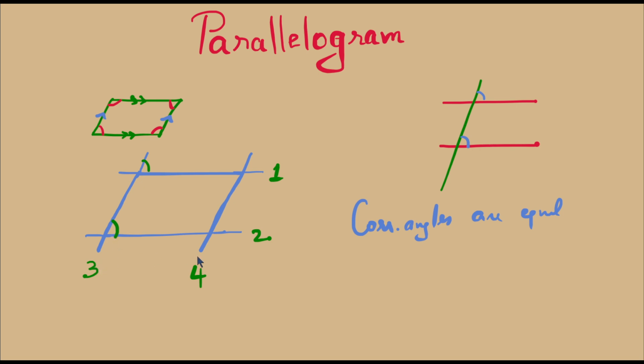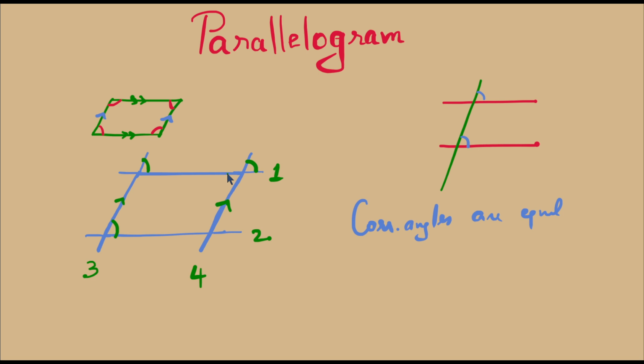Now look at 3 and 4. They are also parallel. This being a parallelogram, lines 3 and 4 also are parallel to one another. And if you look at 1 as the transversal, this angle corresponds to this angle and hence they are equal. Right? So now we have three green angles which are equal to one another.